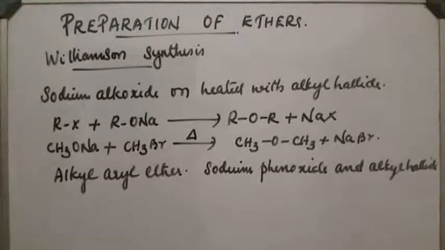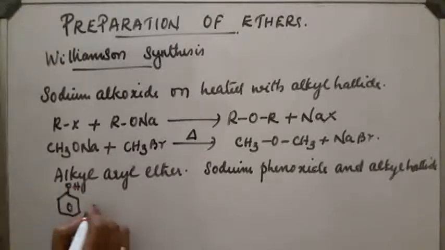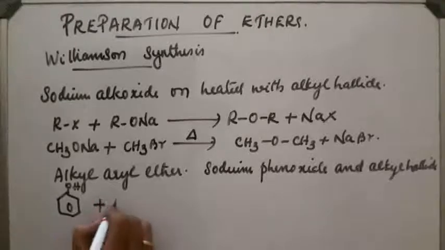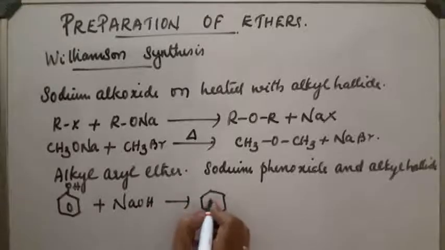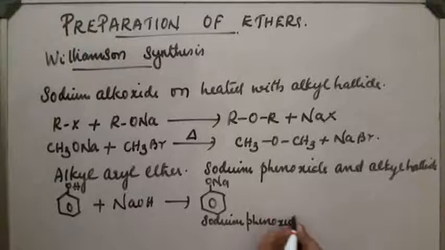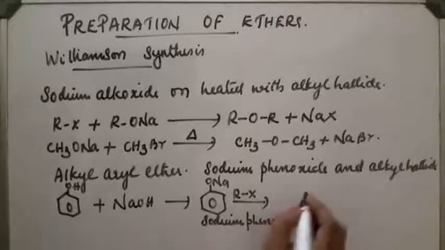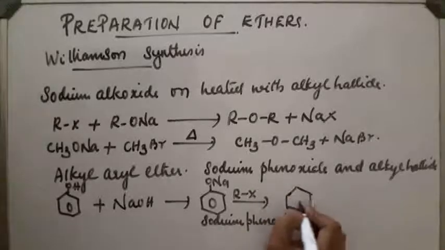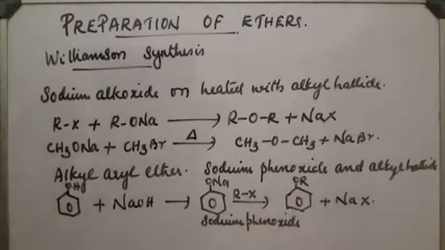So, how can we prepare this? First, let us take phenol. Phenol on reaction with sodium hydroxide gives sodium phenoxide. This is sodium phenoxide. Sodium phenoxide on reaction with an alkyl halide, RX, the product obtained will be an ether, OR, plus NaX. So, like this, the reaction takes place.